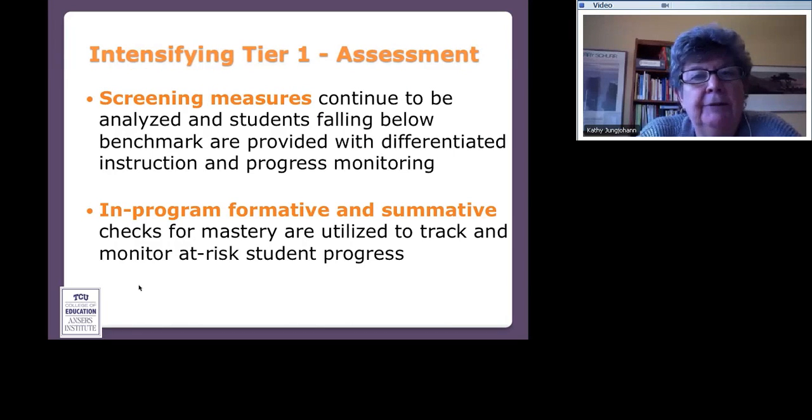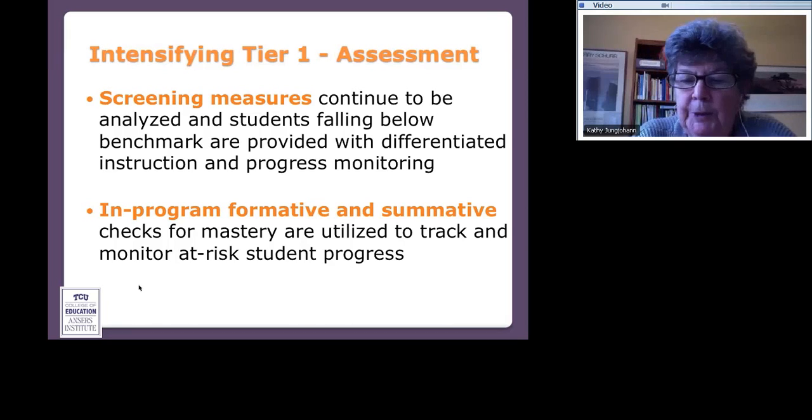And then around the area of assessment for Tier 1. Our screening measures continue to be used to analyze instruction and note students who may be falling below benchmark. And if they are, are they provided then with differentiated instruction and progress monitoring?